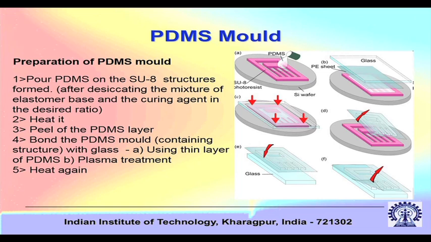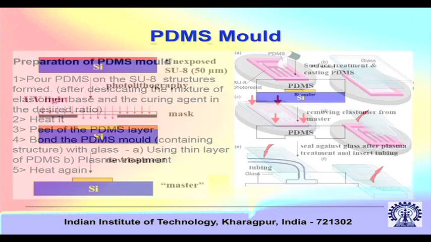So let us say that your mask is SU8 based structure. So pour PDMS onto the SU8 structure, heat it, then peel off the PDMS layer. So it is just like casting if you see. So you see the PDMS that is being poured in the figure, then heat it, then peel off the PDMS layer and bond the PDMS mold with a glass, and then you do plasma treatment and heat again.